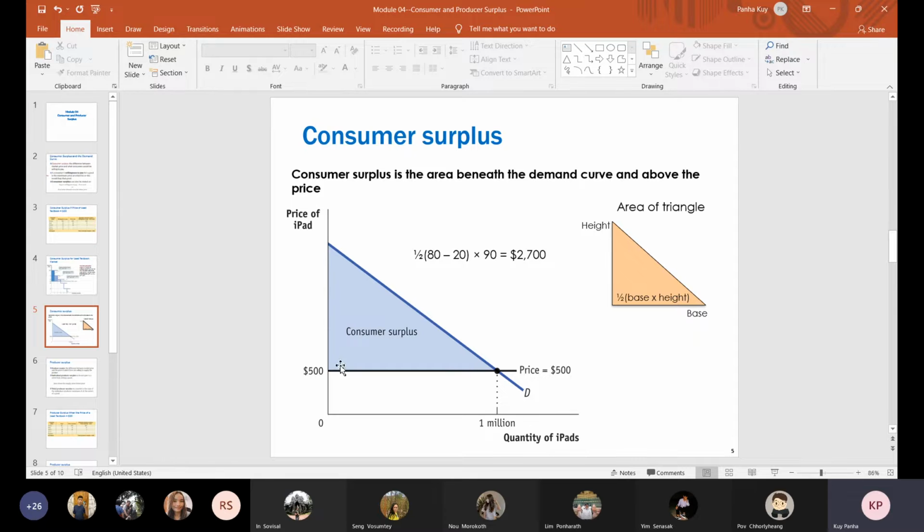the area of this triangle to calculate it. Okay. Let me see.